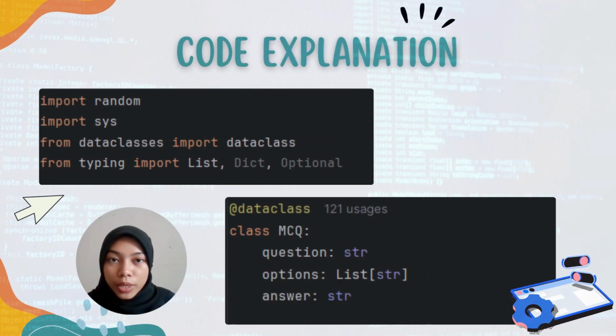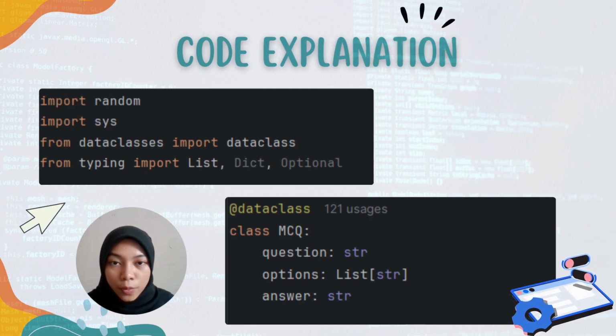Moving into the code explanation, we begin by importing the necessary modules. We use random for shuffling questions and sys to handle clean program exits. We also incorporate type hinting from the typing module. This is a best practice that enhances code readability and makes the debugging process much more efficient.